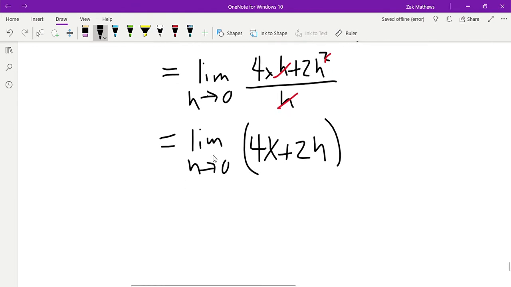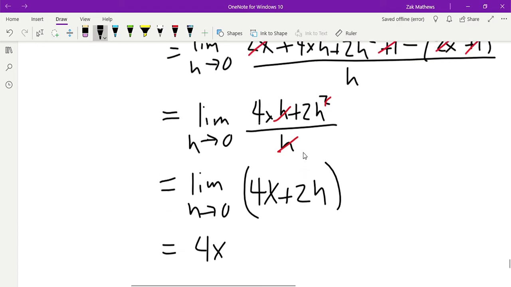And so as h goes to 0, the 4x, even though x is a variable, is not a variable in terms of what the limit is considering. The limit is only looking at h moving. So we consider the x to be a constant. Therefore, we get 4x back out of the first half, and then 2 times 0, of course, would just be 0. And so our limit would be equal to 4x.